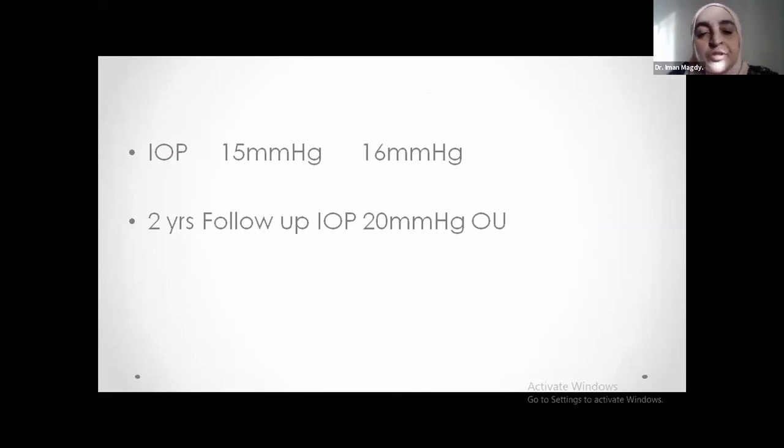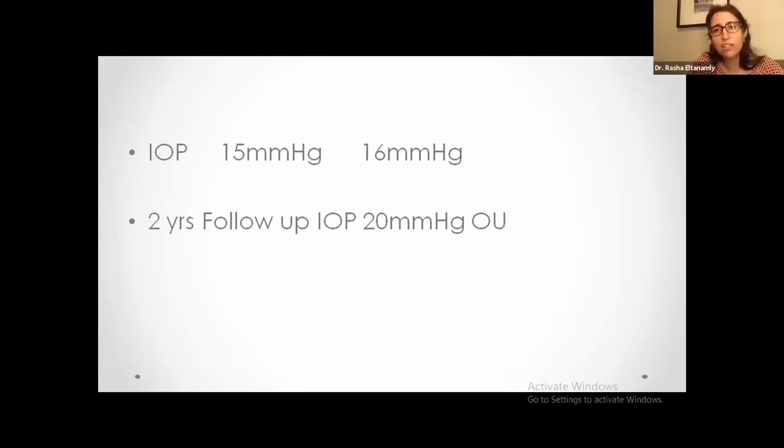After 2 years, the pressure started to rise again to reach 20 millimeters of mercury OU. At this point, Dr. Rasha, would you treat or would you follow up more closely? Would you consider 20 to be okay, or what would you prefer to do?